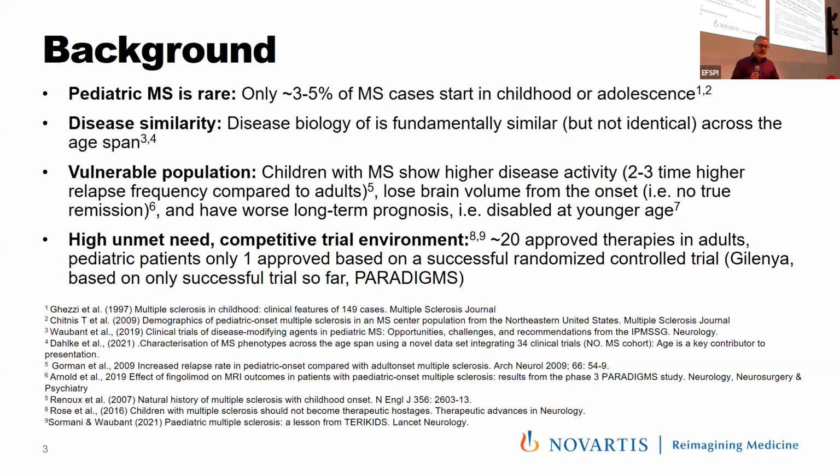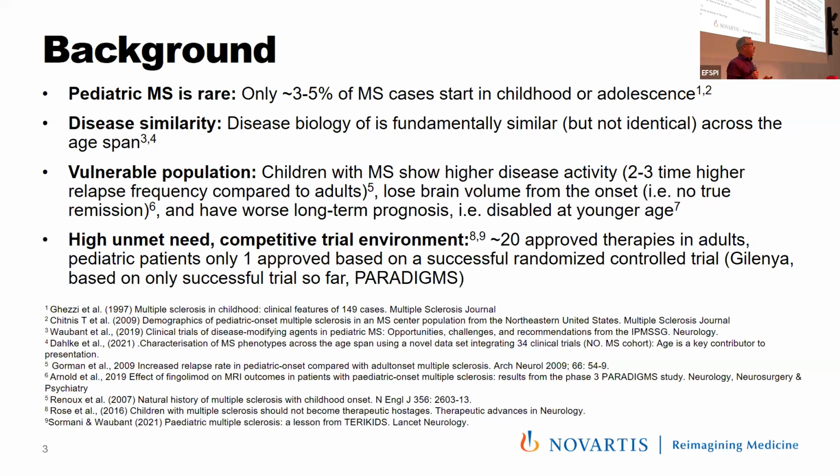And so we need to take care of these patients and hopefully try to not use inefficacious medication like placebo or low efficacy treatments. That's clearly a concern to the children and their families and the caretakers.